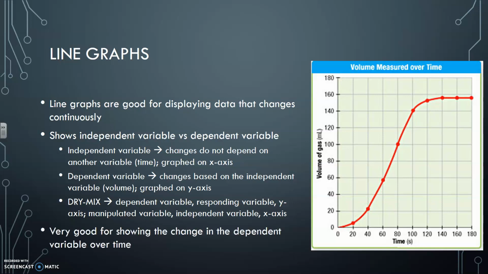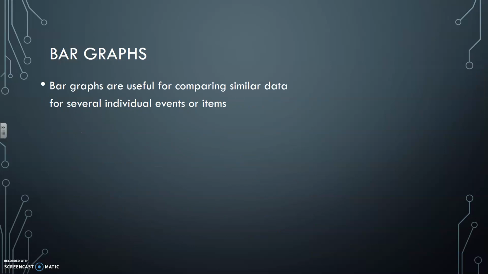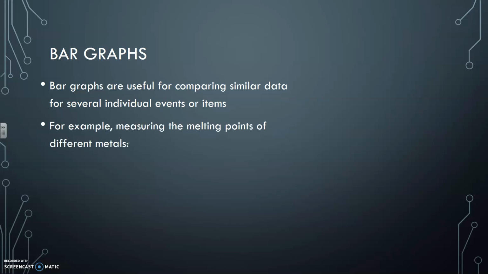But these line graphs are very good for showing the change in a dependent variable over time. Again, time is your independent variable there. All right, next up we have bar graphs. Bar graphs are used when you're comparing similar data for several individual events or items. For an example, measuring the melting points of different metals.